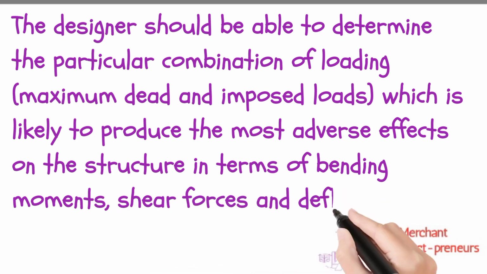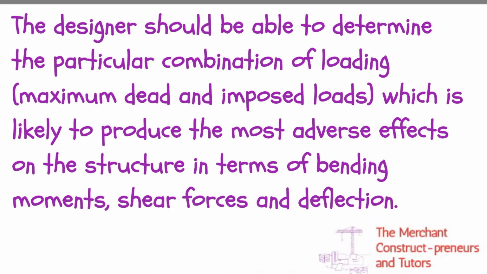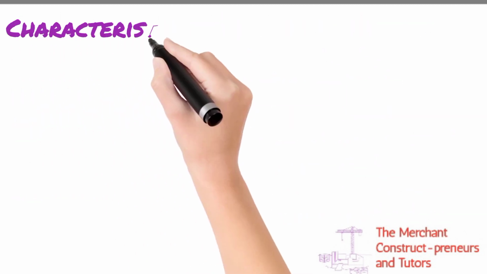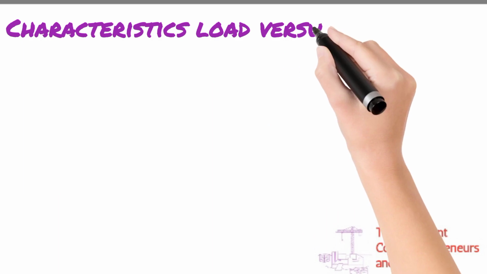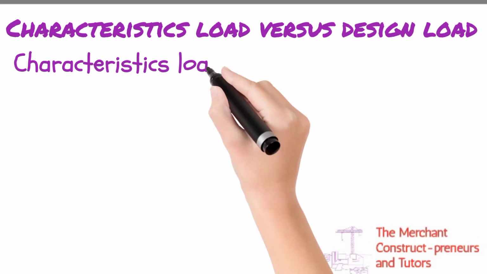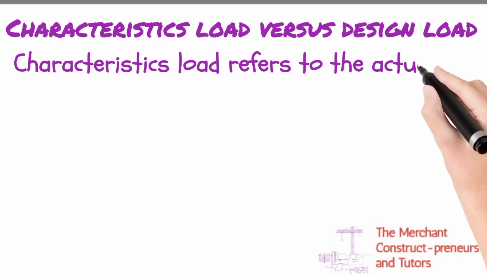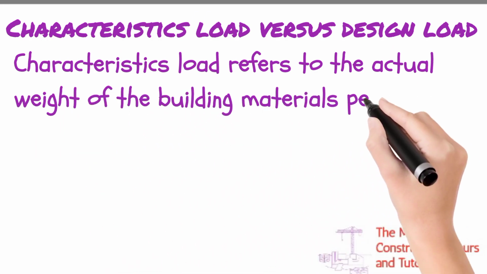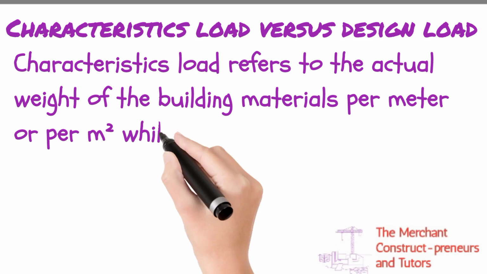Characteristic load refers to the actual weight of the building materials per meter or per meter square, while the design load is expressed as a function of partial factor of safety multiplied by the characteristic load. This statement is saying that the dimension or weight from the manufacturer is the characteristic load. Then for the design load, you are going to have some factor of safety in case of malfunction, in case the size is different, in case you want to change your mind.